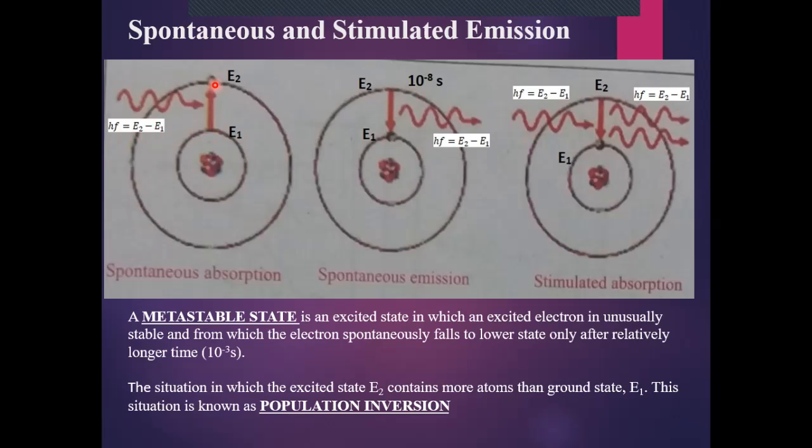The second phenomenon is the spontaneous emission. If an atom is in its excited state E2, it is an unstable state and the atom resides there for a time interval of 10 raised to the minus 8 seconds and naturally, or spontaneously, jumps back to energy state E1 by emitting the energy in the form of a photon of energy equal to E2 minus E1. The photons resulting from spontaneous emission are emitted in different directions.